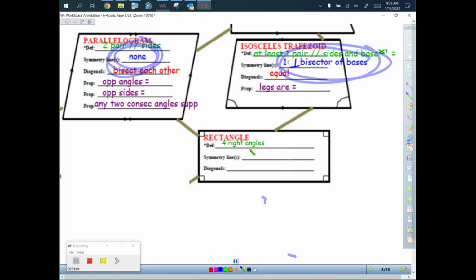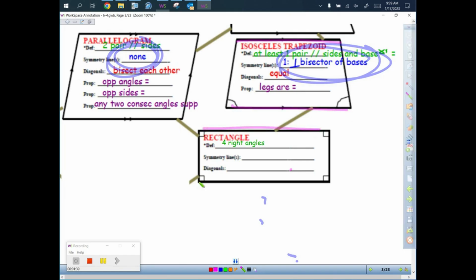Will a rectangle have any symmetry lines? Yes or no? Big fat yes. The question is where. It'll be in the same aspect of this. The perpendicular bisector of the bases is where the symmetry line would be. Help me, it's been a while. Where are the bases of a trapezoid? I know it's isosceles, but what makes the bases the bases? The bases are the parallel sides.